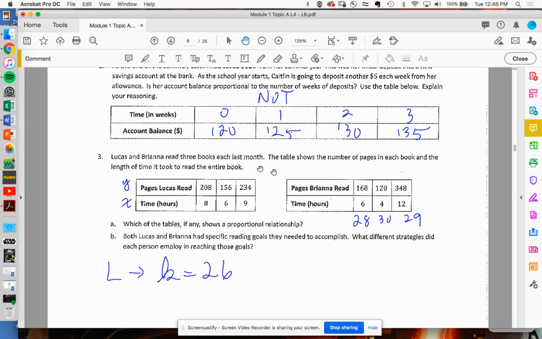But looking at the two, can we tell which one's maybe the better reader? Yeah. Which one do you think is the better reader? Maybe Brianna, because she read more pages per hour, but then again, she might have been reading easier books than she was supposed to. Okay? So, yeah, we can maybe make a guess, but do we know for sure?